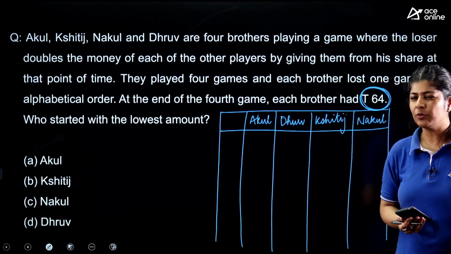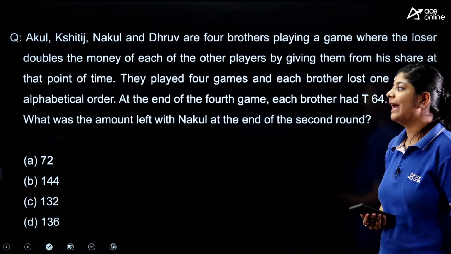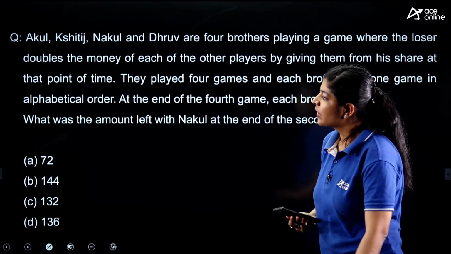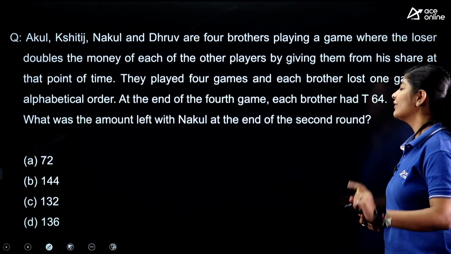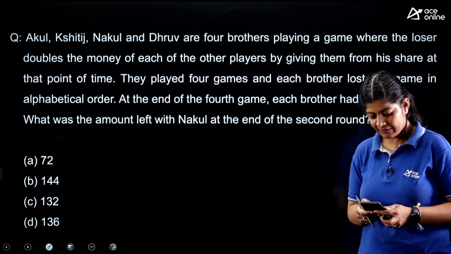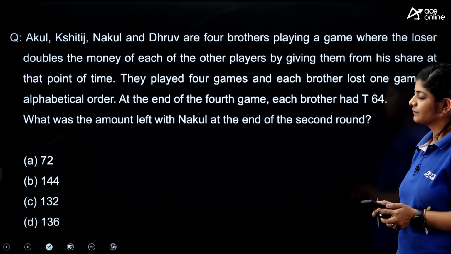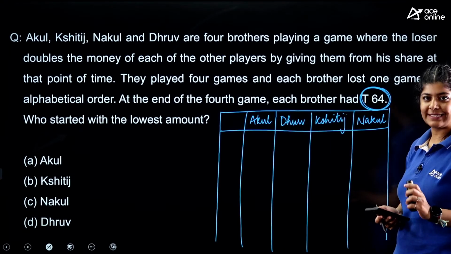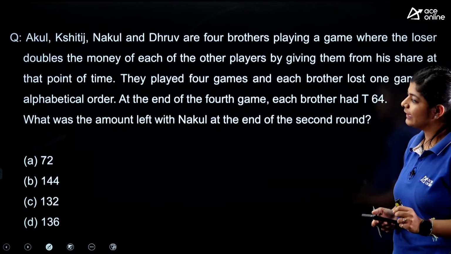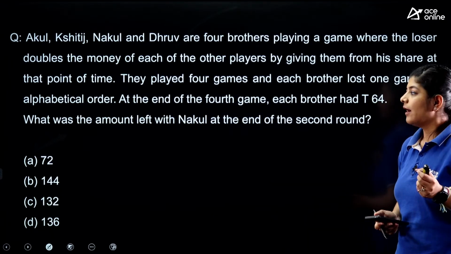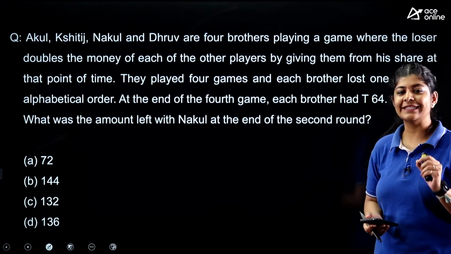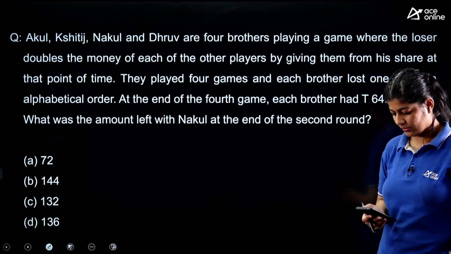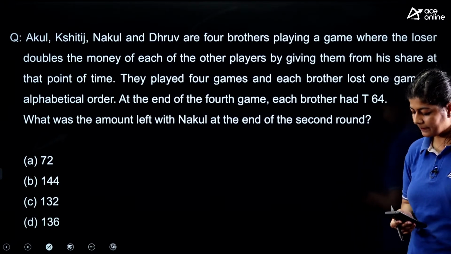We have one more question based on the same data, and it asks what was the amount left with Nakul at the end of the second round. So what answer are we getting for this one? We have exactly the same data but the question is different. We need to figure out what was the amount left with Nakul at the end of the second round. What answer are we getting?